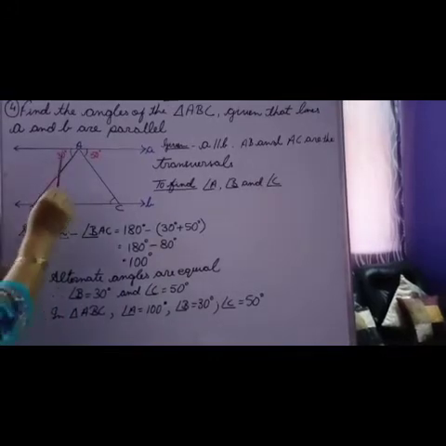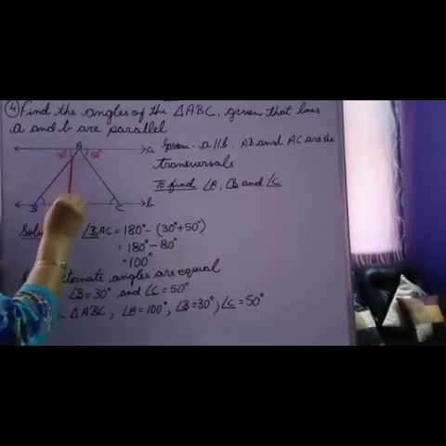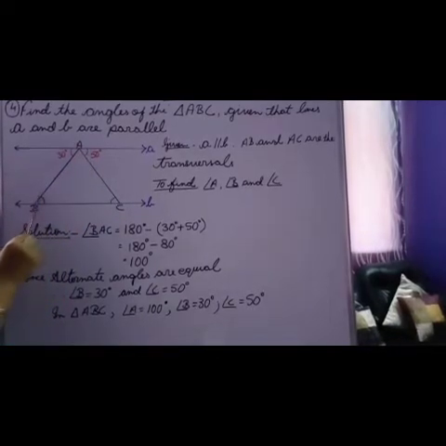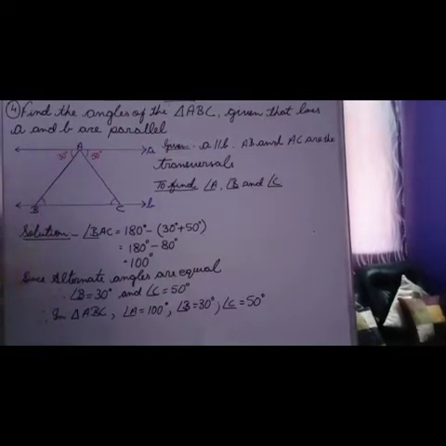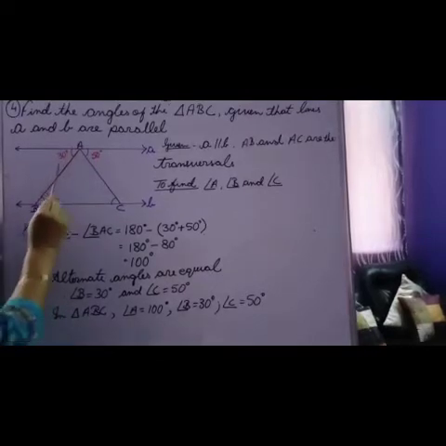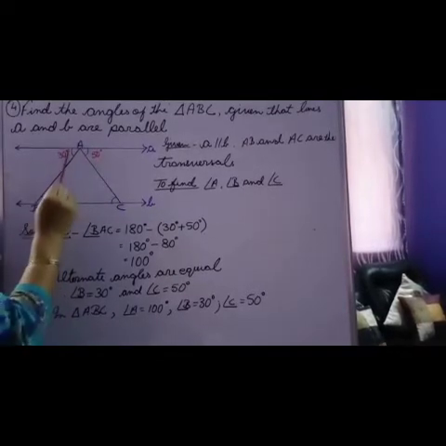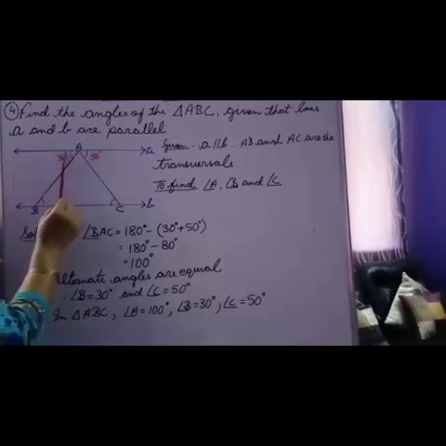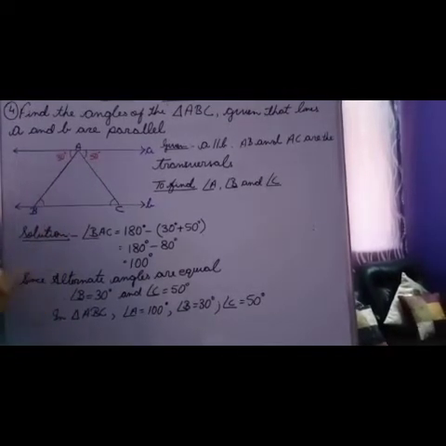Now again, since this angle is equal to 30 degrees and this is the transversal, this angle B is also equal to 30 degrees. Why? They are alternate angles. This is the transversal and these two angles lie on the opposite side of the transversal. One is on the left hand side and one is on the right hand side.